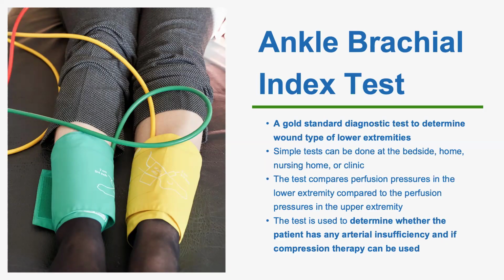And the test is basically going to compare the difference in the systolic pressure, or blood pressure, of the upper extremity and the lower extremity. The test can be used as a screening tool to determine whether the patient has any arterial insufficiency, the severity of that insufficiency, and we usually use it as well to screen before doing any type of compression therapy in a patient with venous leg ulcers.